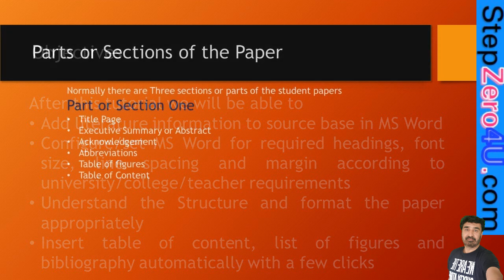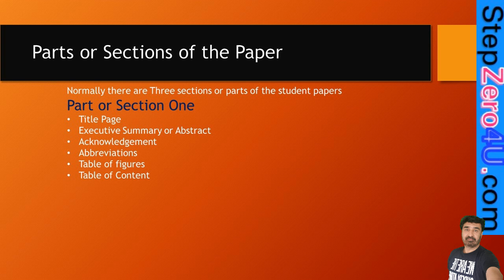Before using MS Word, we need to understand the structure of the required paper, assignment or research report that we are going to write. For example, a normal research report usually has three parts. The first part contains title page, executive summary, acknowledgement, abbreviations used in the report, table of figures and tables, and table of content. But remember, in normal assignments and other papers, this list could be different.